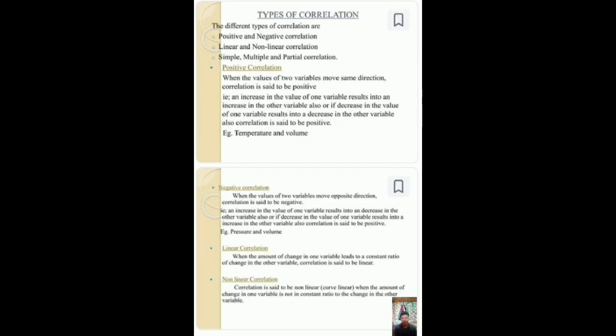Next, nonlinear correlation. Correlation is said to be nonlinear or curvilinear when the amount of change in one variable is not a constant ratio. In nonlinear correlation, it cannot be called linear because the variables do not have a constant ratio.